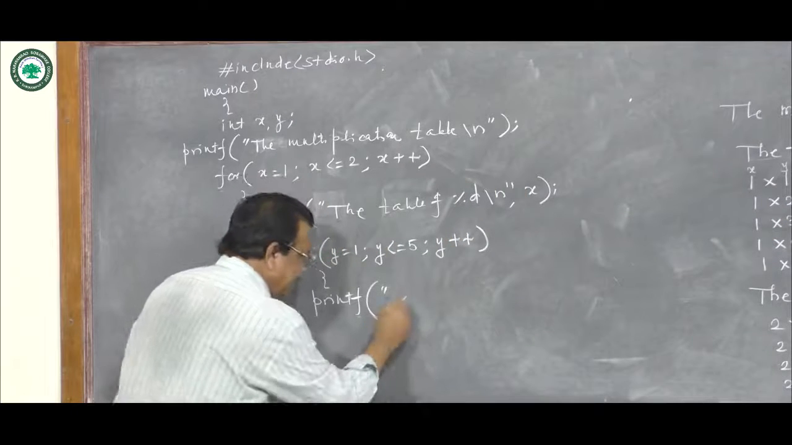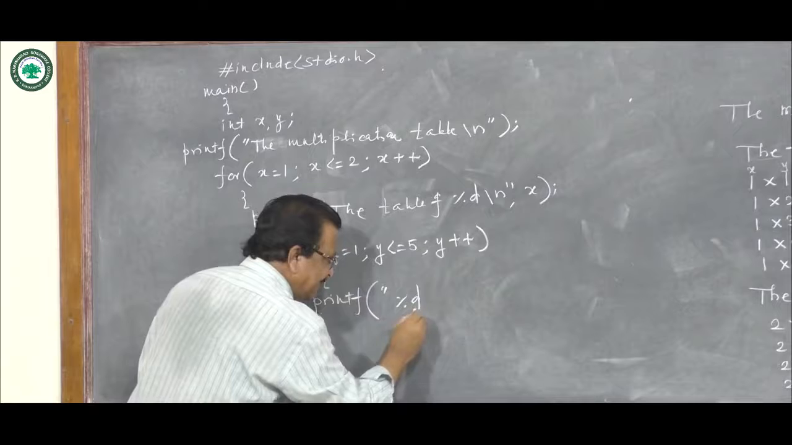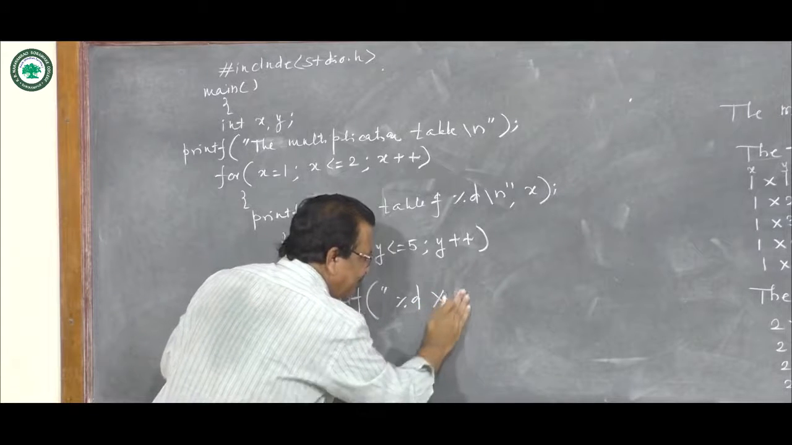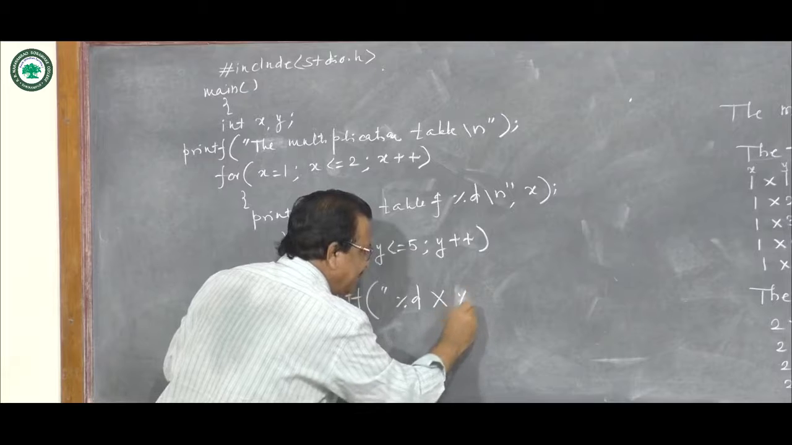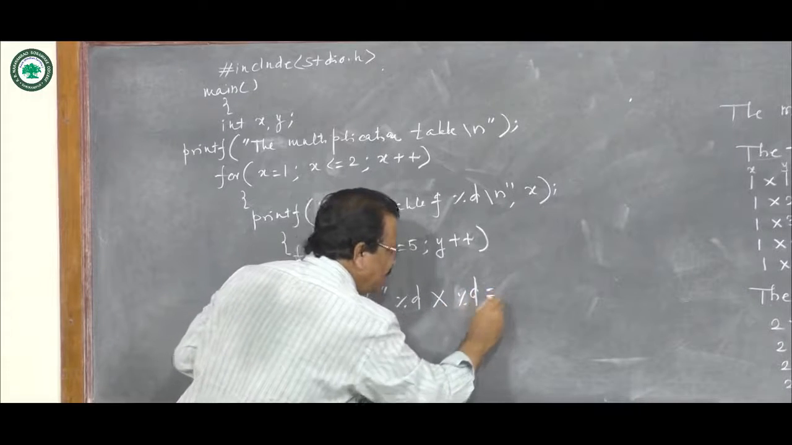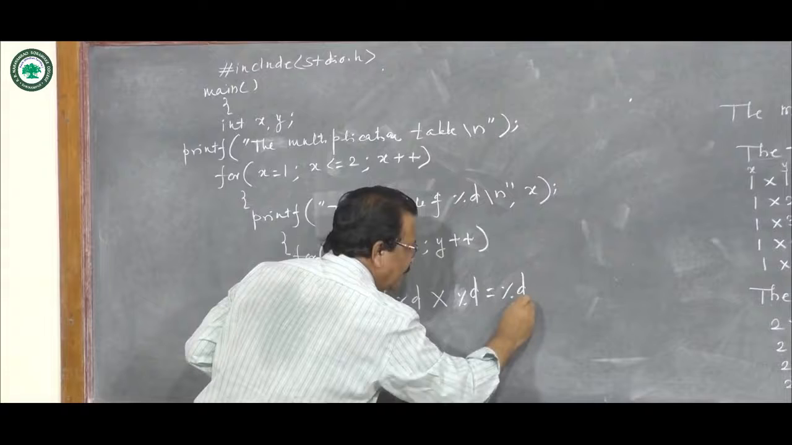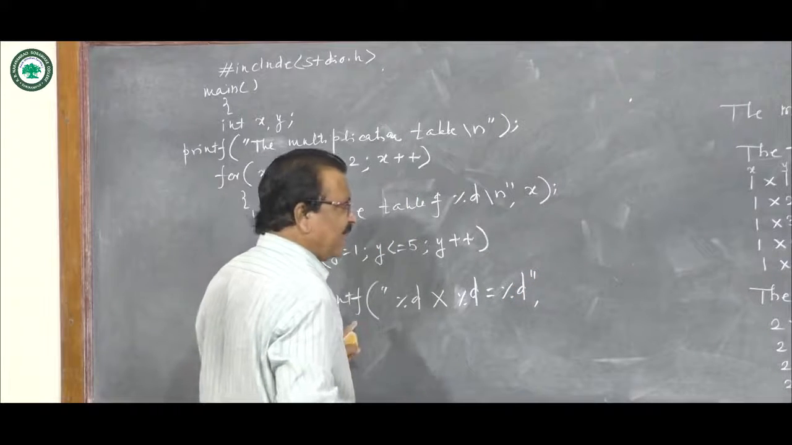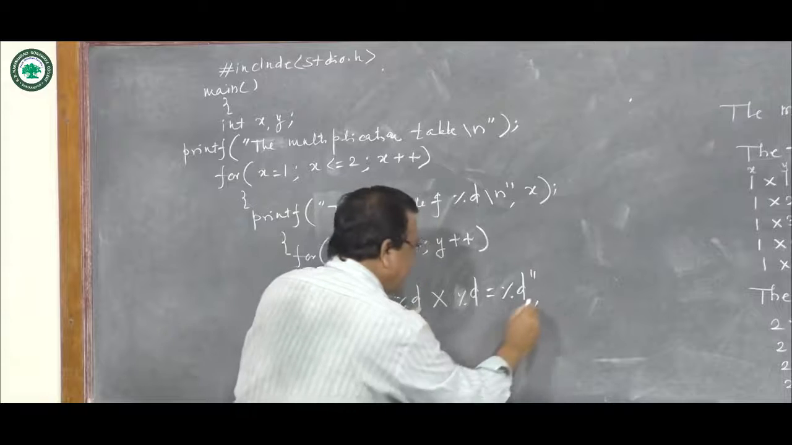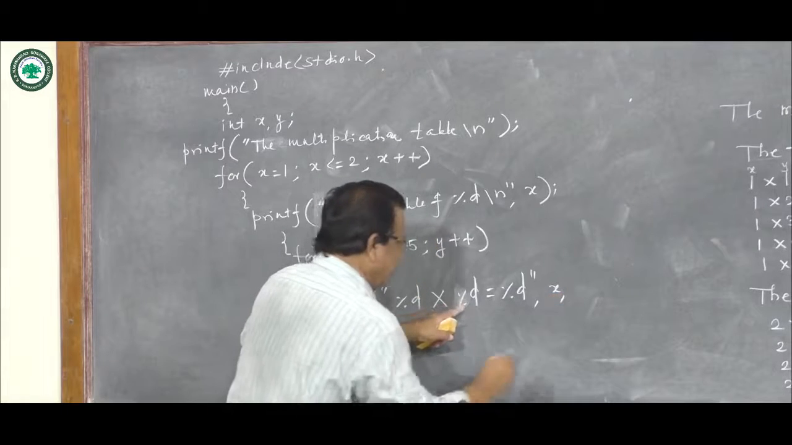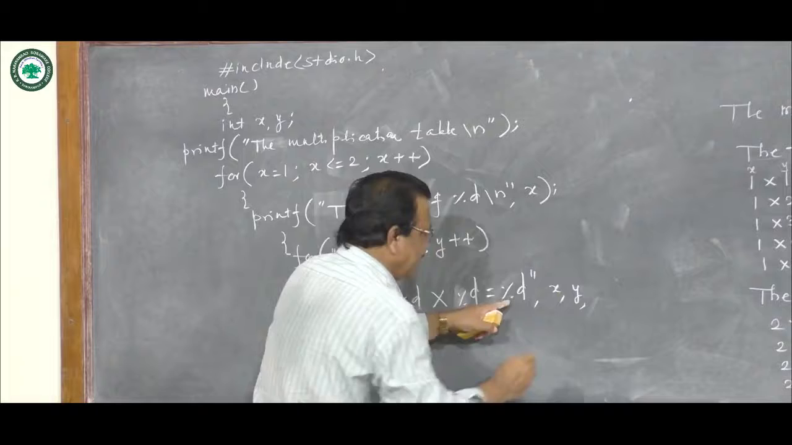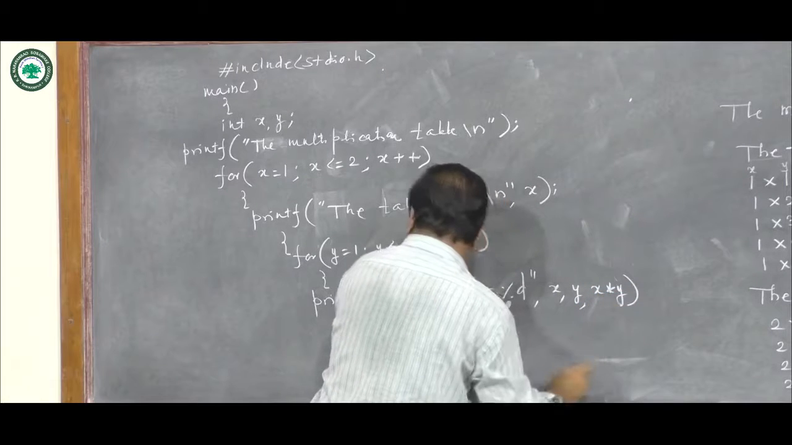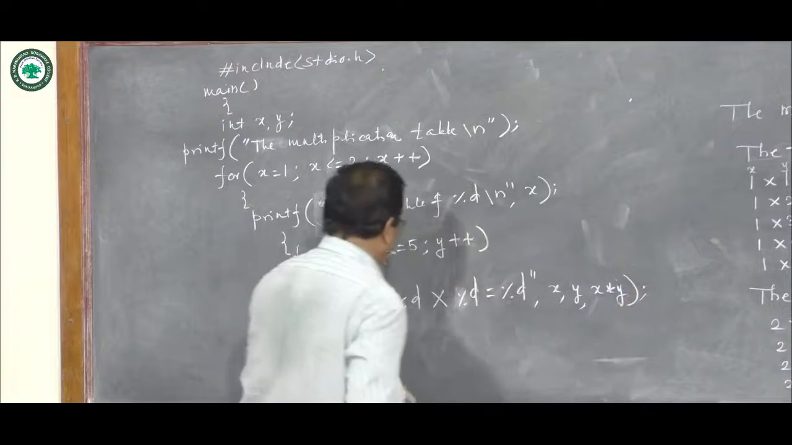The same thing, percentage d to print the value of x here, multiplied by percentage d to print the value of y, equal to percentage d to print the value of x star y. So here I am printing the value of x, here the value of y, and here the value of x star y. Okay, then this will end with a semicolon.